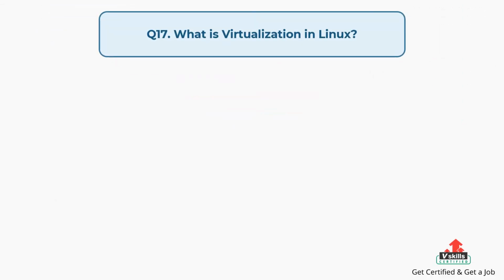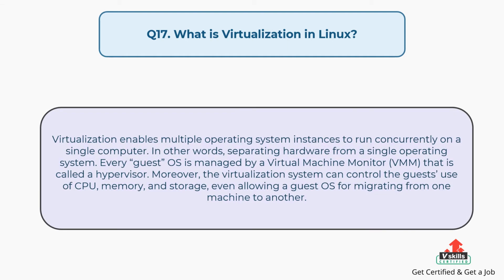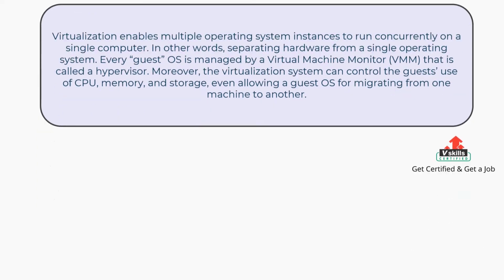Question number 17. What is virtualization in Linux? The answer is virtualization enables multiple operating system instances to run concurrently on a single computer. In other words, separating hardware from a single operating system. Every guest OS is managed by a virtual machine monitor, VMM, that is called a hypervisor. Moreover, the virtualization system can control the guest's use of CPU, memory, and storage, even allowing a guest OS for migrating from one machine to another.